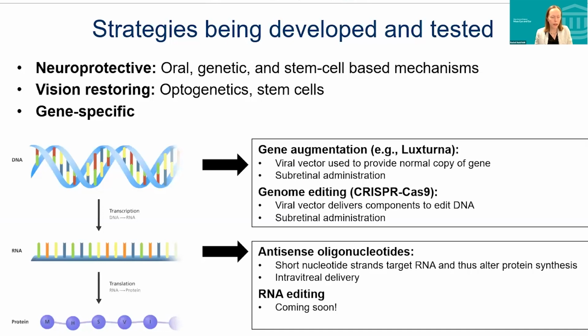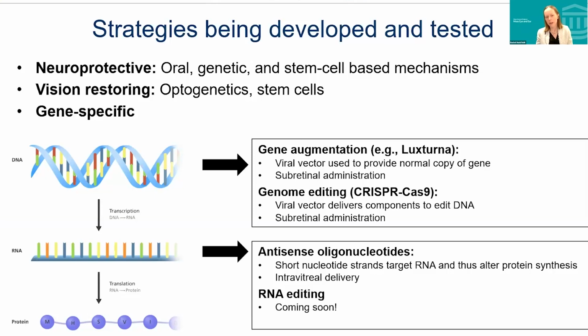When we think about genetic therapies, we have different targets and we have different approaches. So gene replacement or augmentation, the Luxturna type of drug, works at a DNA level by introducing a new copy of the gene. Genome editing, which you may hear referred to as CRISPR-Cas, also works at a DNA level, but by editing the actual chromosomal DNA that someone was born with. And both of these therapies are largely delivered by subretinal injection during a vitrectomy.